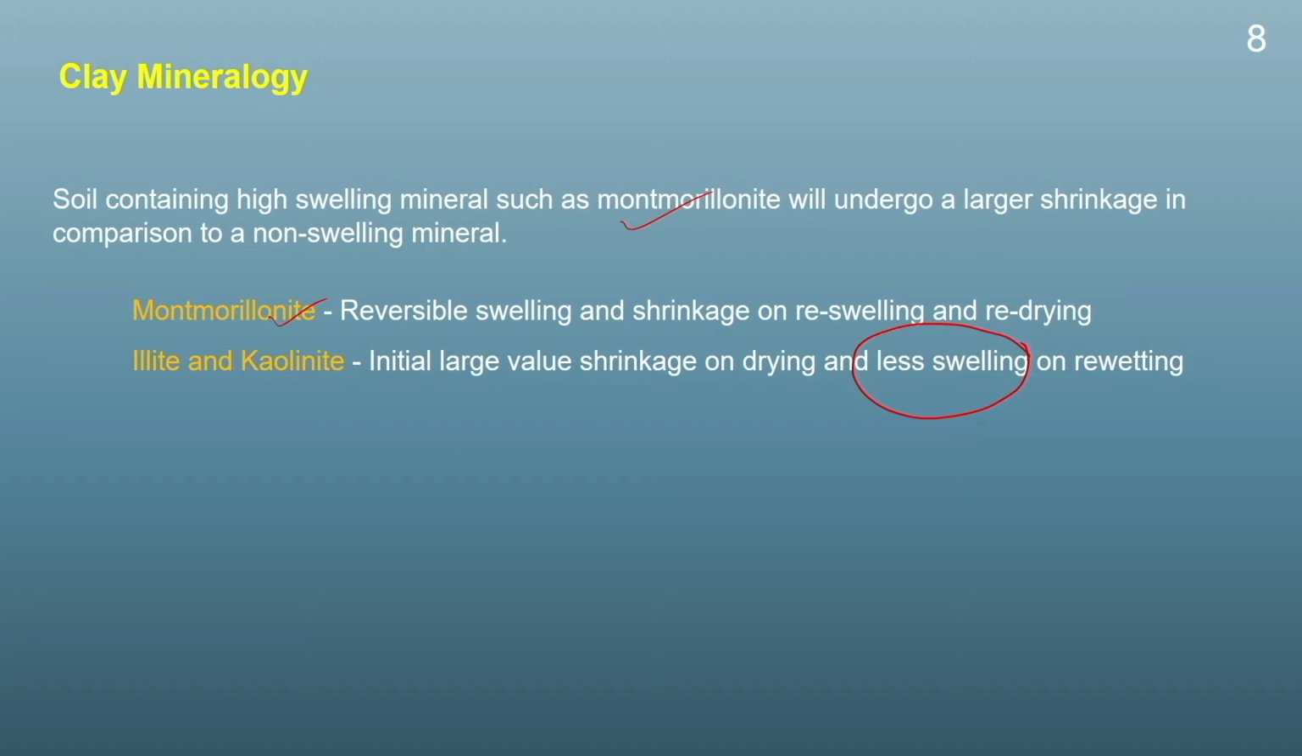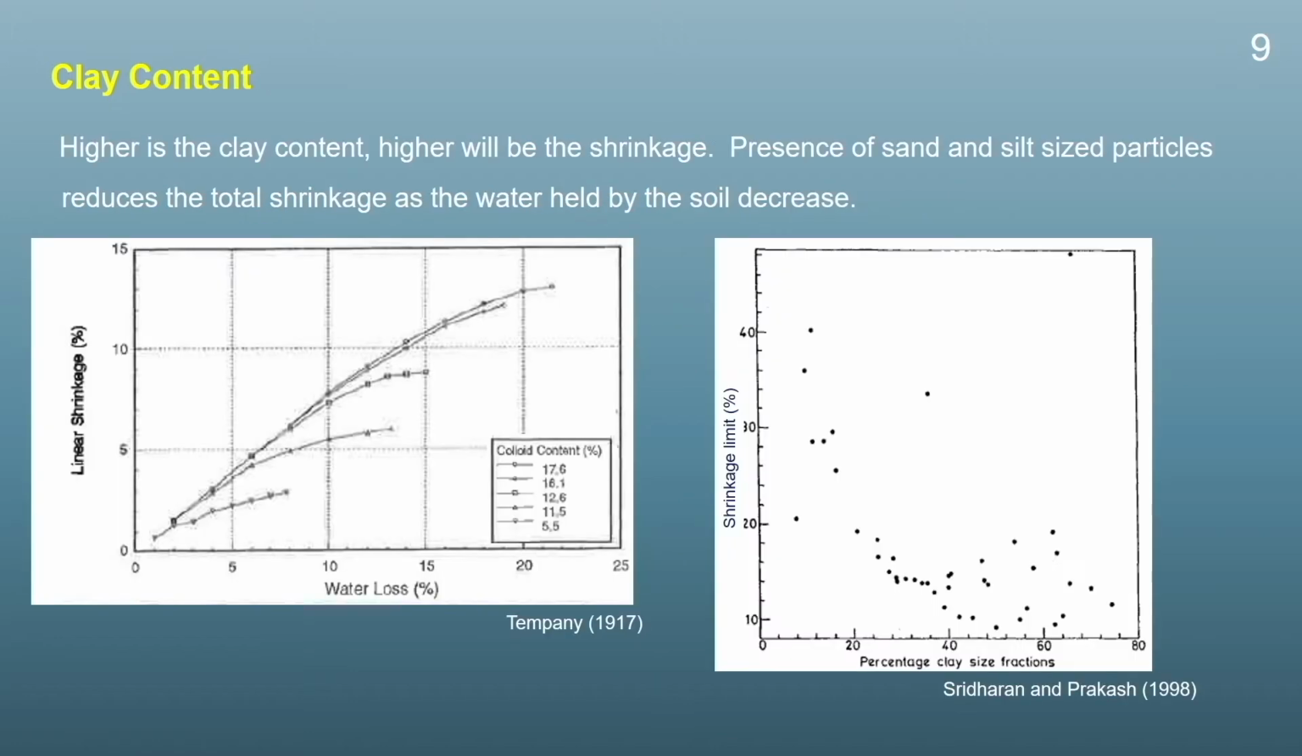And also we need to remember, not only the clay mineralogy, the type of exchangeable cations, that is cation exchange capacity, the ESP, the exchangeable sodium percentage, also plays an important role in controlling the swelling behavior, and it also controls the shrinkage behavior of the soil. Next comes the clay content.